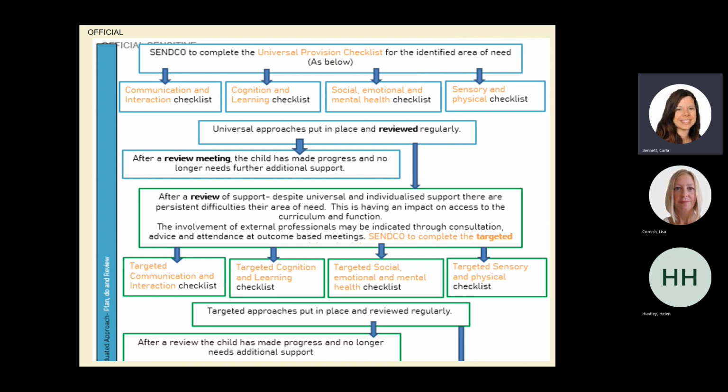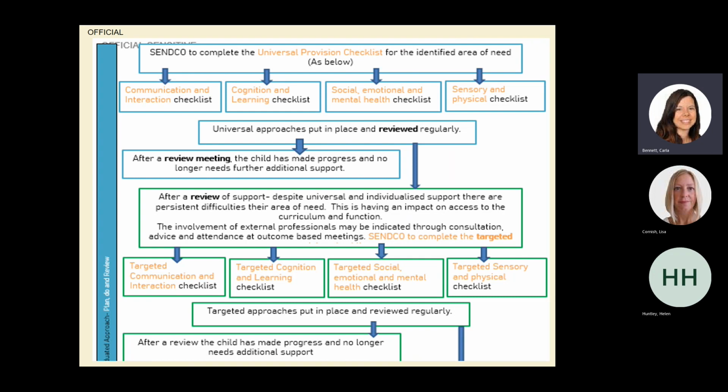Going through to the next stage, the SENCO would then complete the universal provision checklist for the identified area of need. So they wouldn't need to do all four of these areas. They would just do the checklist that is required for that child. And then universal approaches are put in place and reviewed regularly. It might be that after a review meeting with yourselves and the child, they've made appropriate progress and no longer need further additional support. Then that's reviewed, and the intervention can come to a close.